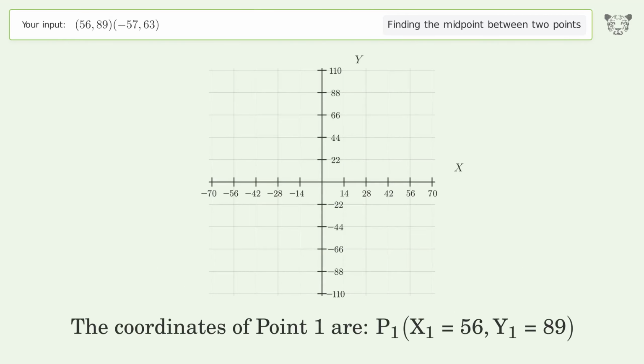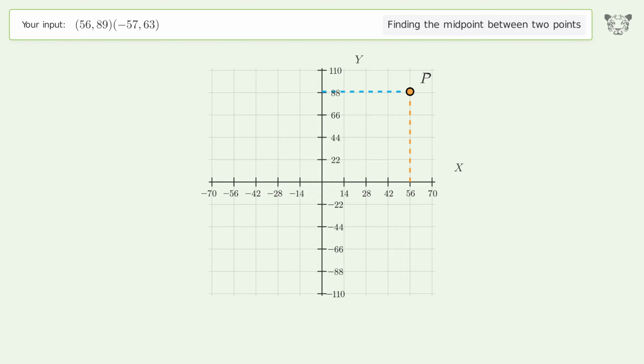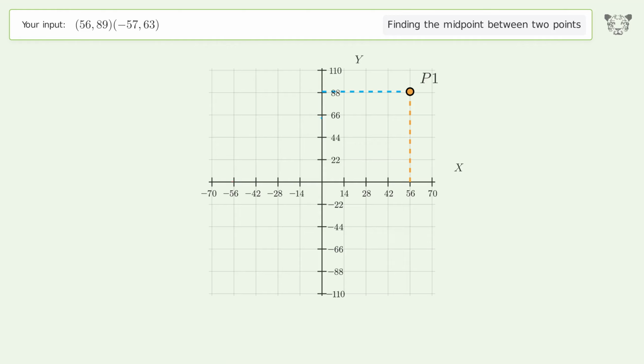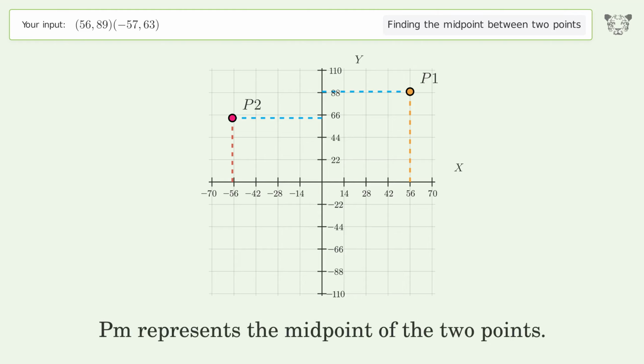The coordinates of point 1 are x1 equals 56, y1 equals 89. The coordinates of point 2 are x2 equals negative 57, y2 equals 63. PM represents the midpoint of the 2 points.